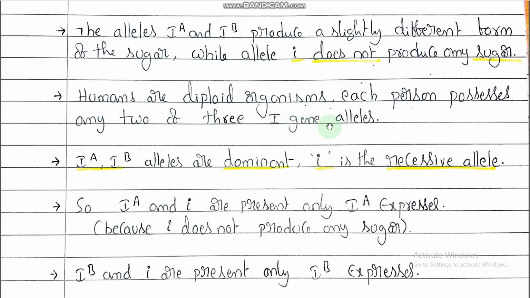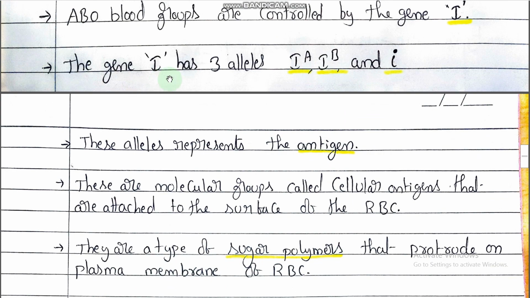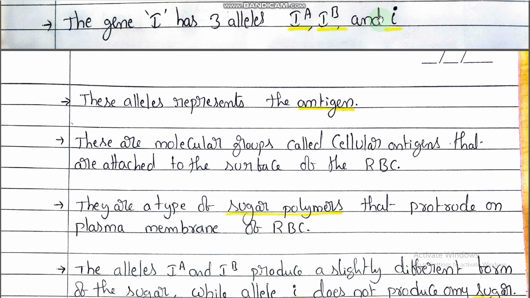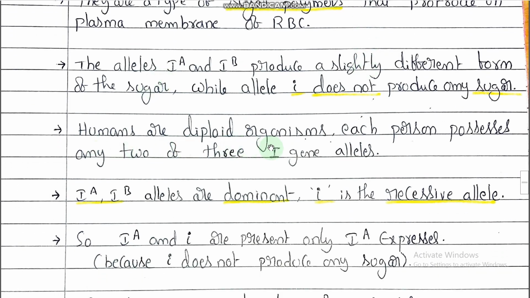Did you get it or not? The point is that the I gene has 3 alleles: IA, IB, and i, right? Each and every person has any 2 of these 3 alleles: either IA and IB, either IA and i, either IB and i, or i and i. You got it, right? Of these three alleles, only two are present. Here, humans are diploid organisms.